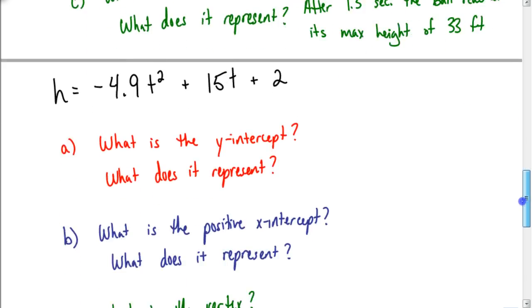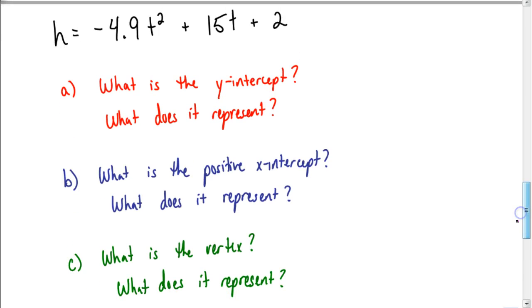Now I want you to give this a shot on your own. I want you to work this next problem out. Using this equation, h equals negative 4.9 times t squared plus 15t plus 2, I want you to figure out what the y-intercept would be. And again, you don't need to look at the graph for that. You can look at the equation to find the y-intercept and interpret what it means. And then I want you to find the positive x-intercept and figure out what it represents, and find the vertex and determine what it represents. So go ahead and pause the video to take a minute to find those things, and then hit play when you're ready to check your answer.